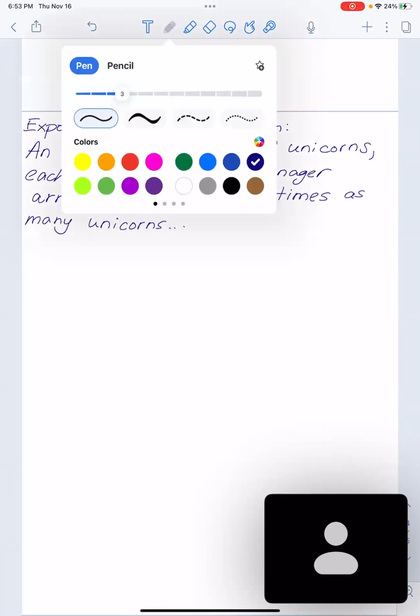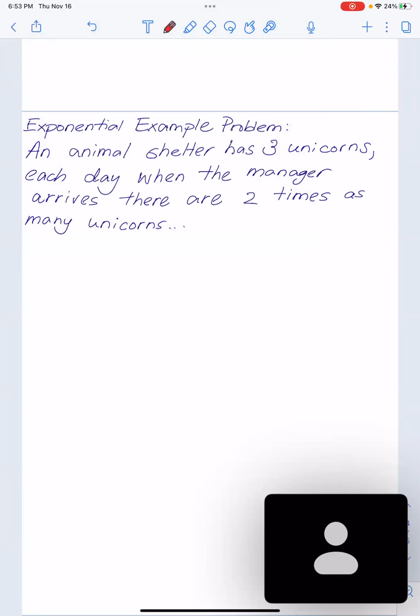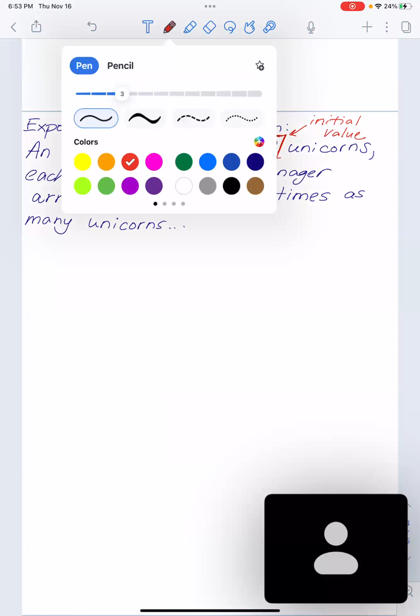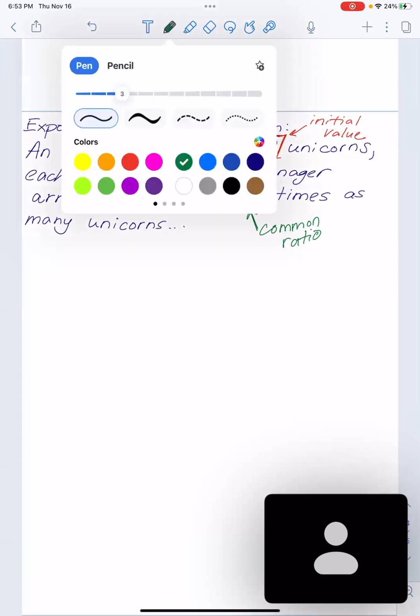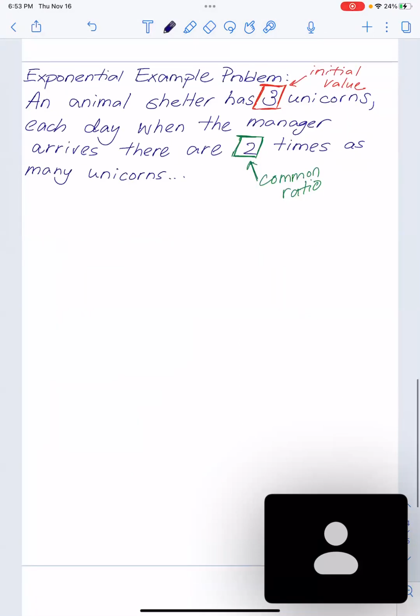Okay. What's the important information here? Well, I'm starting with 3 unicorns. This is my initial value. And this is an exponential or geometric situation because I'm increasing by 2 times. I'm going to have to multiply. And 2 is going to be my common ratio. All right, again, we're going to represent this, start with a table, make an equation, and draw a graph.